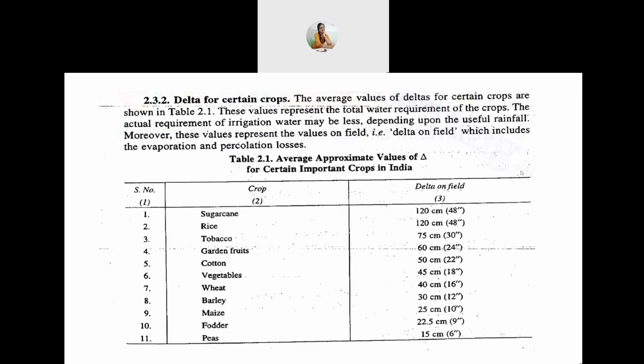So the next topic is delta for certain crops. The average values of deltas for certain crops are shown in the table given below. These values represent the total water requirement of the crops. The actual requirement of irrigation water may be less depending upon the useful rain. Moreover, these values represent delta on field, which includes the evaporation and percolation losses. So, table 2.1 shows the average approximate values of delta for certain important crops in India. The crops and the delta values for those crops are shown in this table. You can have a look through it.